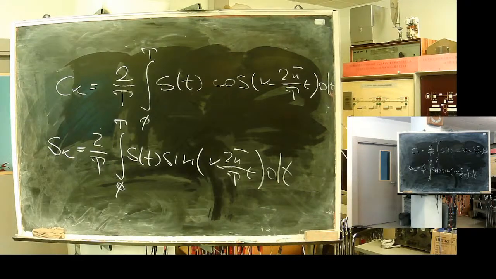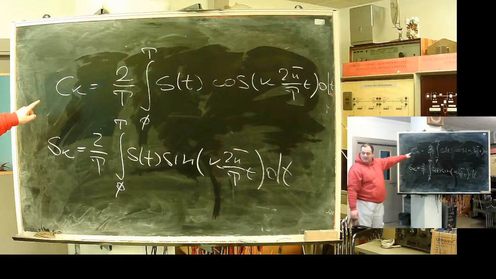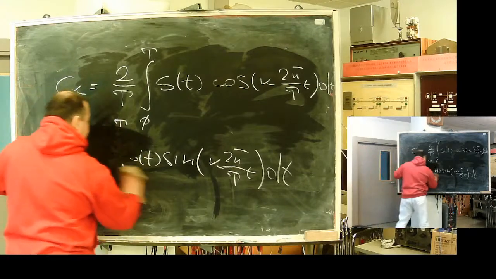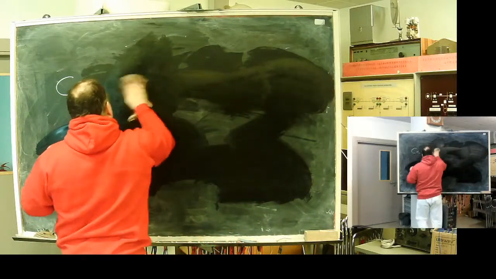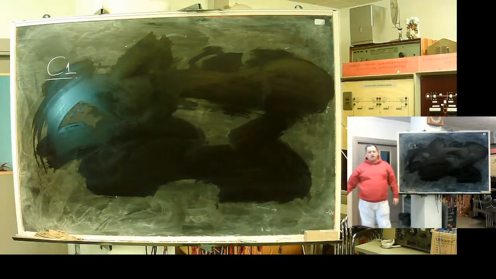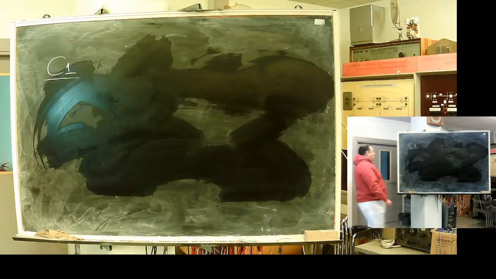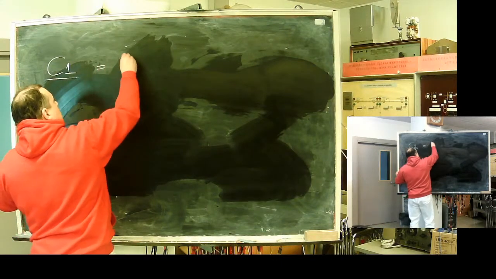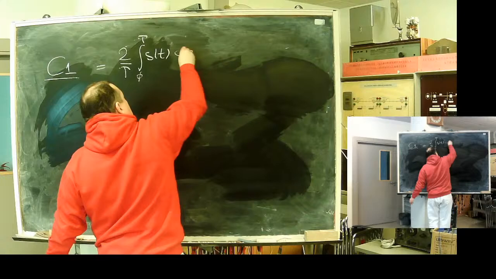No. The machine works, I relax. How can I make this automated? Let's start from the beginning. I need C1, the cosine coefficient for the base frequency, for the first harmonic. I need to calculate the integral from 0 to the period of my signal times cosine.